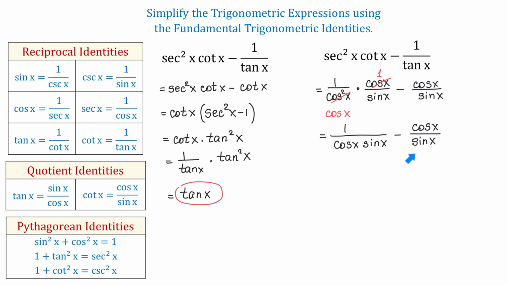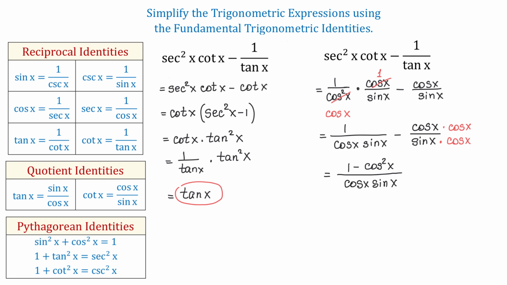Now we have two fractions, and to subtract them we need to have the same denominator. For this we need to multiply the numerator and the denominator of the second fraction by cosine of x. And now once these fractions have the same denominator, then in the numerator we will have 1 minus cosine squared of x, and in the denominator we will have cosine of x sine of x.